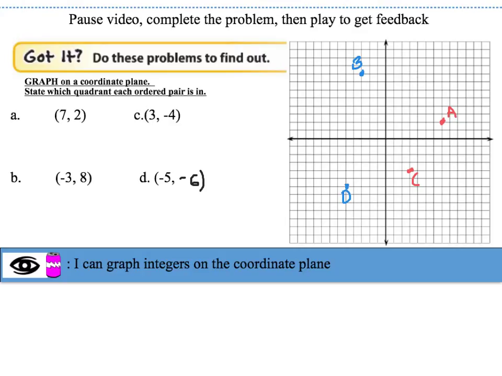So go ahead and take a look at the coordinate plane on the right hand side. And I've plotted A, B, C, and D on the graph. Notice that each point is standing in 4 different quadrants. Point A is in quadrant 1, point B is in quadrant 2, point D is in quadrant 3, and point C is in quadrant 4.